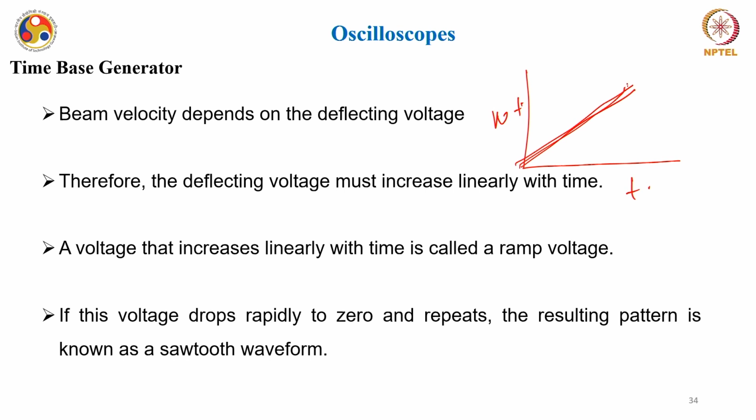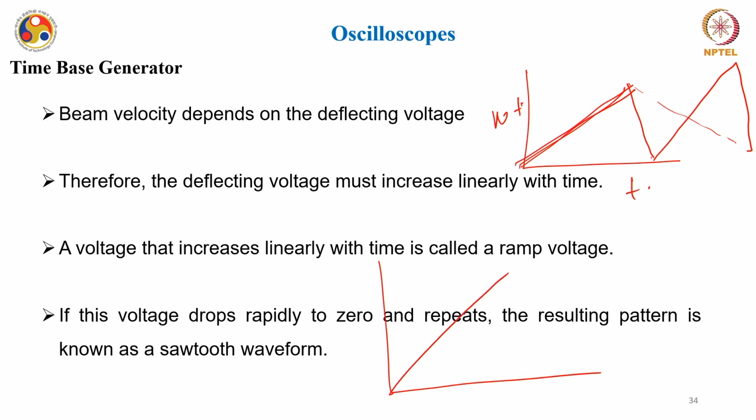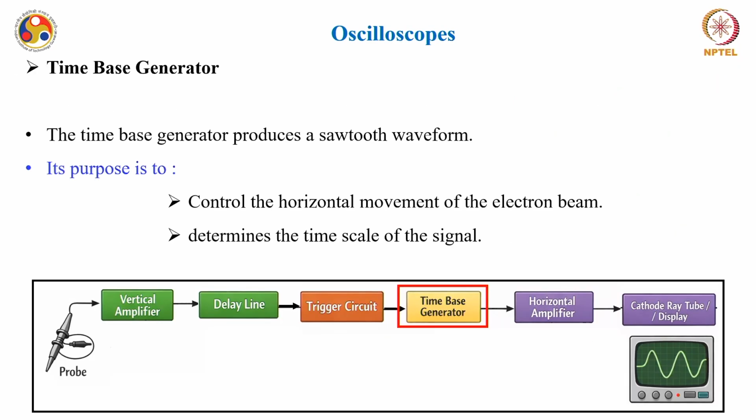Okay. Now, if this voltage drops rapidly to 0, and then starts repeating like this, okay. So, please see that it is increasing slowly and then it is dropping at a very fast rate. Similarly, it is repeating these values. So, if this voltage drops rapidly to 0 and again repeats, the resulting pattern is known as a sawtooth waveform. So, this is a typical example of a sawtooth waveform. The role of the time-based generator is to generate this sawtooth waveform.